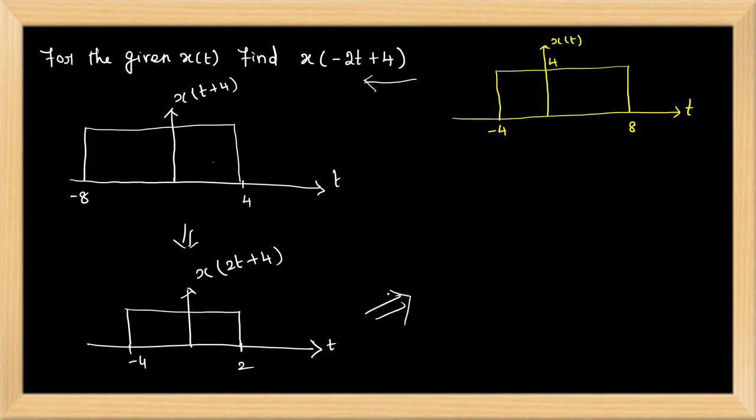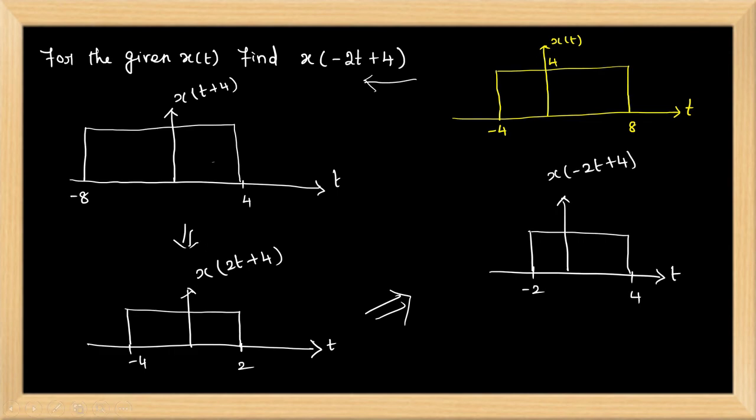Okay. Now after doing the time scaling, we will perform the time reversal operation. So time reversal operation means folding the signal about the origin. So it will start from minus 2 till 4. So this is our obtained signal x of minus 2t plus 4. So we have to remember, when we are given all the time operations, we have to move from left to right. This will be the correct method for solving these type of problems. First complete the time shifting, then time scaling, and then go for the time reversal operations.